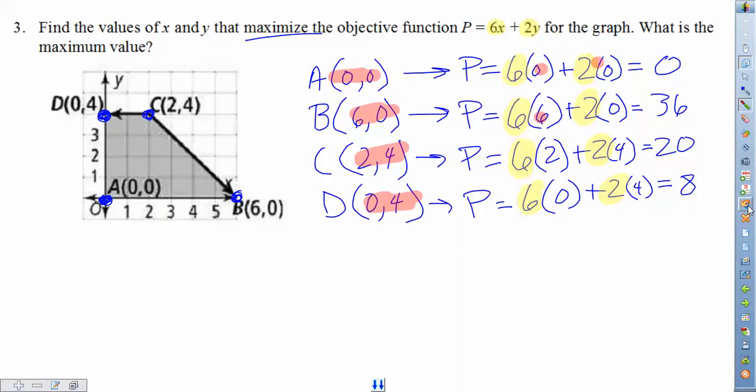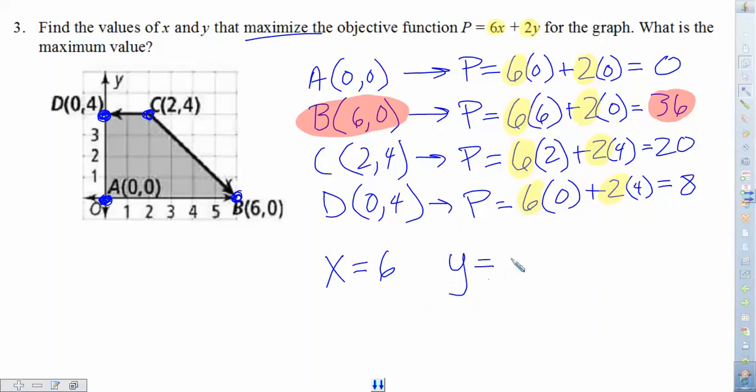Okay? So now what we're looking for is the max value, the one that gives us the highest value. So sure enough, this is the max, which means that this is our maximum value right here. So the correct answer should be when x is 6 and when y is 0.